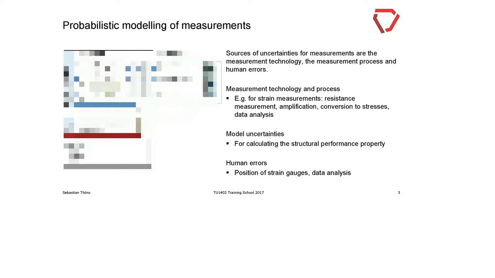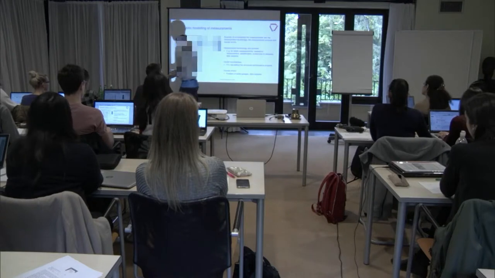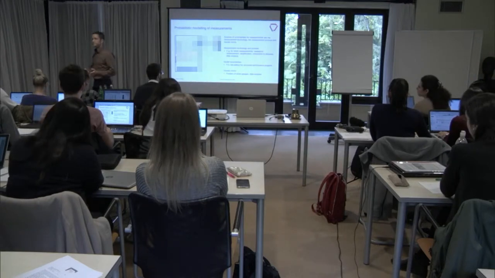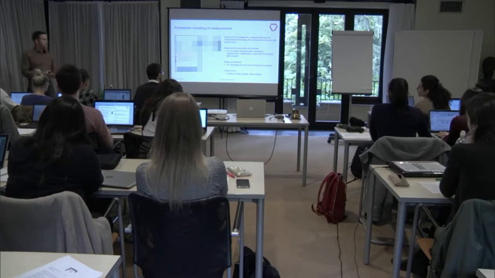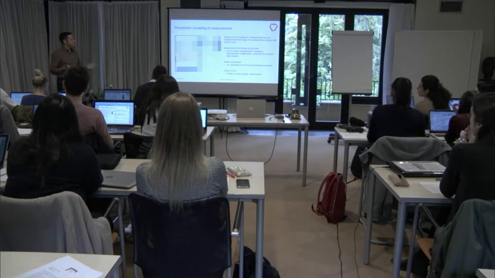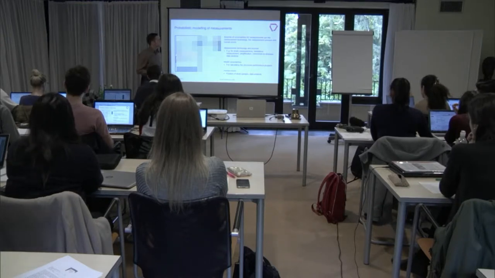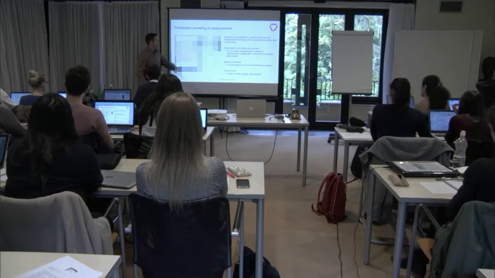What sources of uncertainties do we have when we conduct a measurement? So that means it's the very basic approach, where an inspection is a measurement, the damage detection system provides measurement information, and also continuous monitoring with the sensor is also a measurement. So what uncertainties are associated to that? It is the measurement technology and the process.